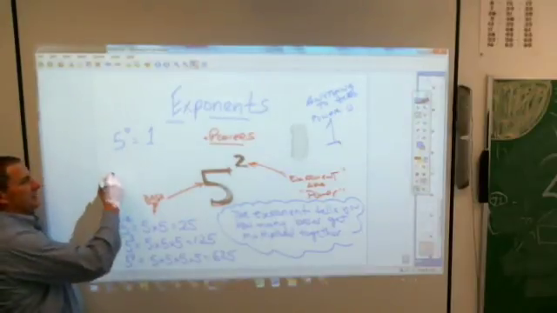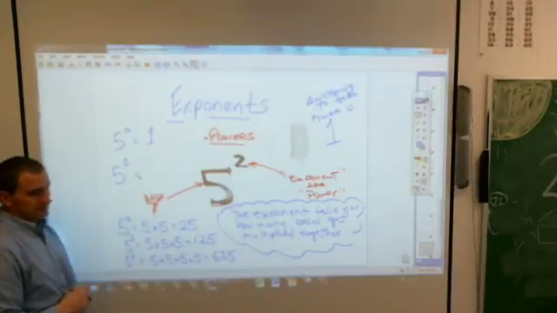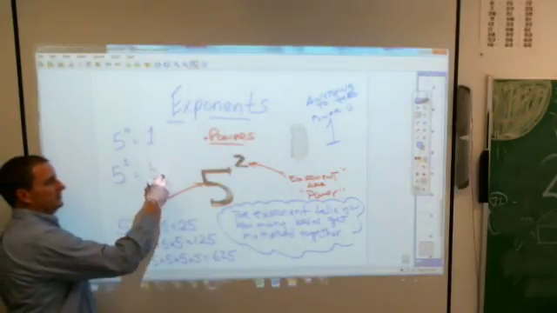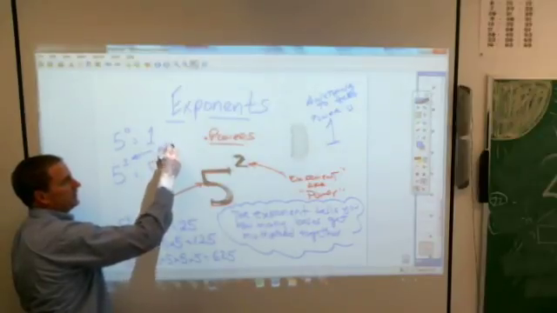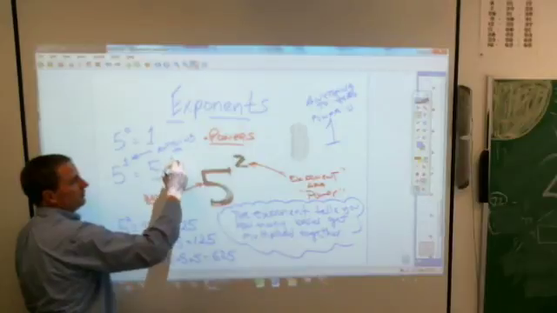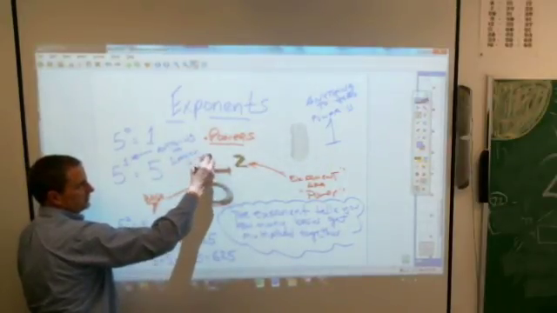Now, with that being said, what about 5 to the first power? That one's a pretty easy guess, I think. 5. It is. Anything to the first power is itself.